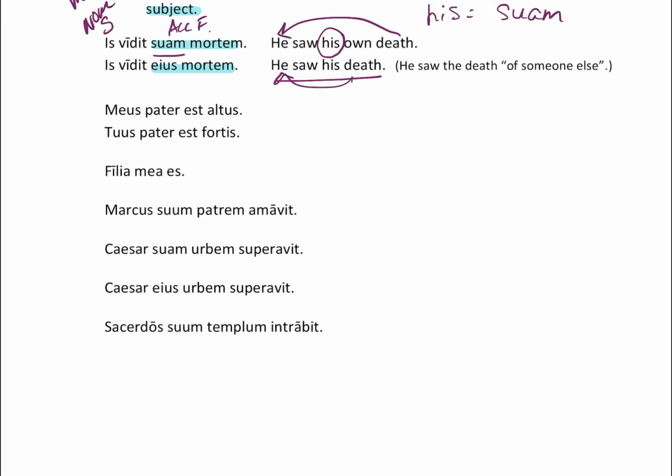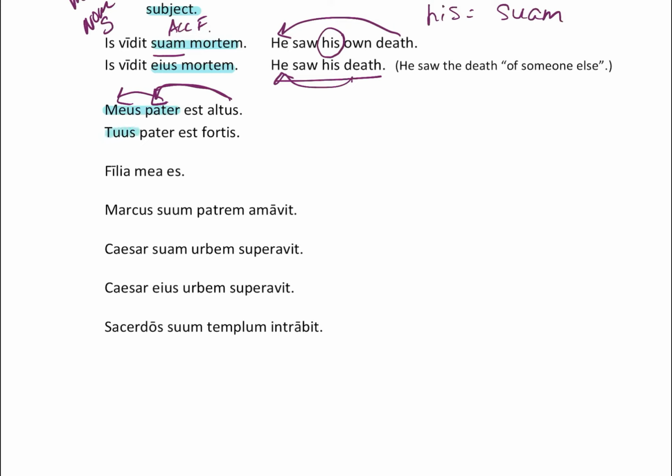Okay, a couple more. Meus pater es altus. All right. In this one, meus is the subject, and it's possessing the father, but altus is modifying pater. So that is why altus has to match. In fact, all of these are in masculine nominative singular. They just all happen to be masculine nominative singular nouns.